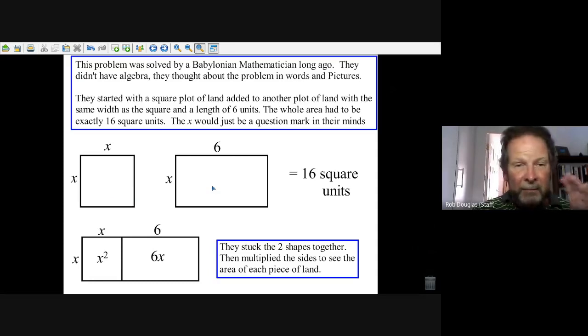Well, the first thing they did visually is they took the square and they took this rectangle x by 6 and they stuck them together. Because they're both x, that x would fit there. Now we use algebra: x times x is x squared. They would know that the two sides were multiplying to equal the area they didn't know. They would know that this 6 times the unknown, that's what would be here. But we can use algebra. We go 6 times x to give you 6x. So they did stick the two shapes together. We know this. We're looking at these clay tablets.